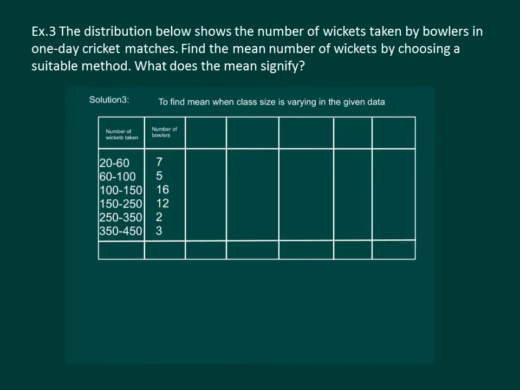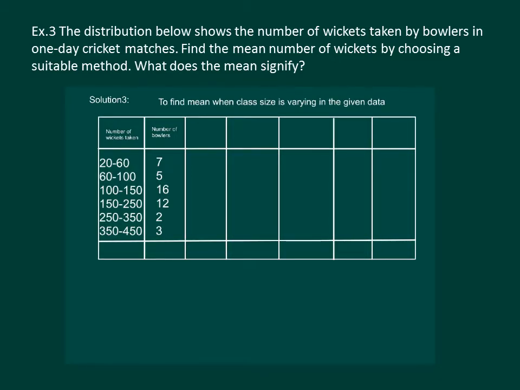Let us read the question. The distribution below shows the number of wickets taken by bowlers in one-day cricket matches. Find the mean number of wickets by choosing a suitable method. What does the mean signify? Let us analyze the data first.